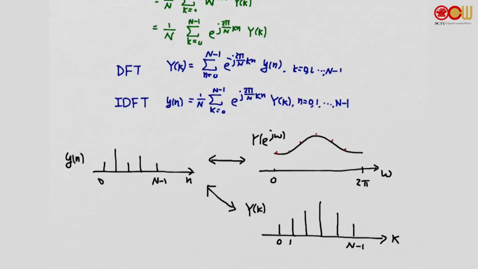But the interesting thing here is that if yn is a sequence of n points, 0 to n minus 1, we don't need to know the whole discrete time Fourier transform for every omega. We can get back yn if we just take samples of it. We take n samples from the discrete time Fourier transform, we get the DFT, and with this n-point DFT, we can get back the discrete time sequence. Isn't that pretty?